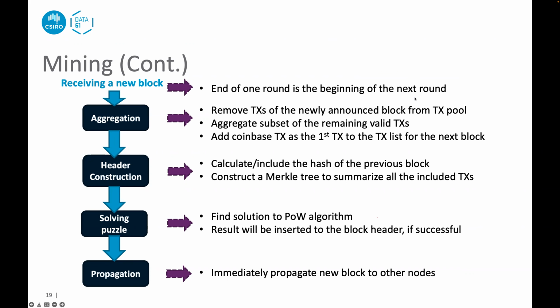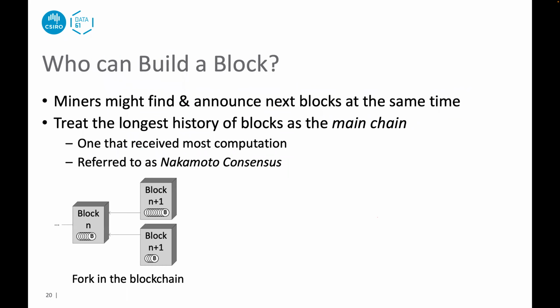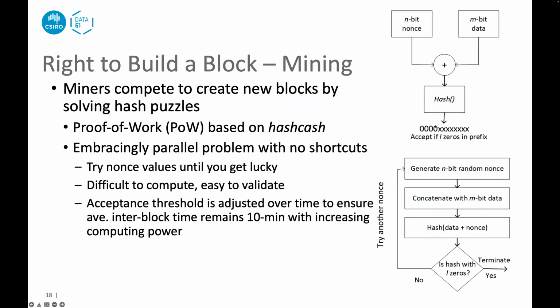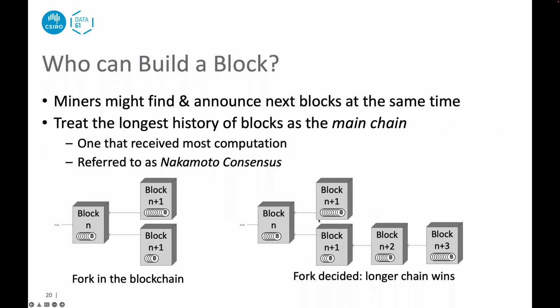So once you solve the puzzle, you propagate that to the rest of the network. Now, when you do this, sometimes there is the possibility that multiple miners may build valid blocks at the same time, because you are not asking for an exact hash, but you're asking for a hash with a certain number of leading zeros. So this can happen where, for this block N, there could be two competing blocks. If you remember, at the very beginning, in that visualization, we had a red block. So those are essentially competing blocks.